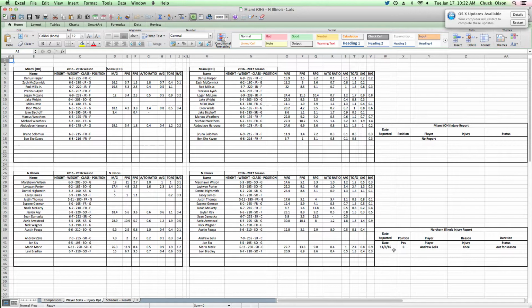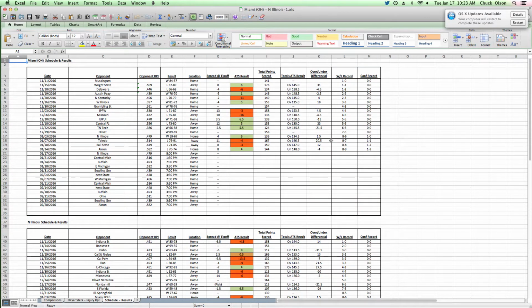No injuries here. 1 injury here, Andrew Zealous. Come over and look at Andrew Zealous. He's not contributing this year. He's been out since November the 8th, so that makes sense. Now we'll come over to schedule. So nothing's taken me away from the over.